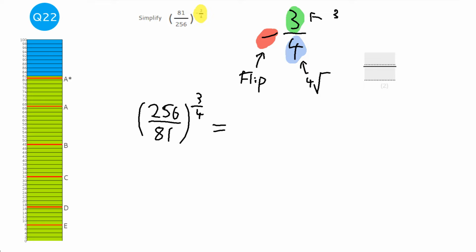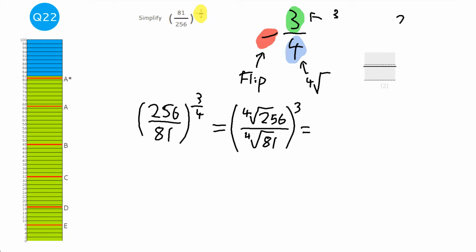Now, the next step is we need to find the fourth root of both the top and the bottom. So I need to find the fourth root of 256, and the fourth root of 81. And then we're still going to have to cube our answer. The easiest way is to pick some really small numbers. For the fourth root, if you end up with a semi-small number, and 256 is not a very big number, then I just go through all the low numbers and think, right, what could it be?